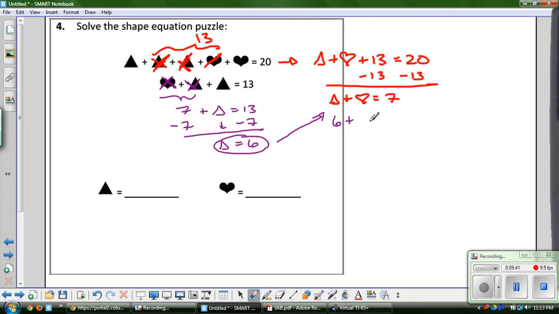So in the end, we got heart equals 1, triangle equals 6. Not an easy problem. Got to use a lot of intuition, a lot of what we call substitution, a lot of solving. But in the end, these are two values that we're looking for.